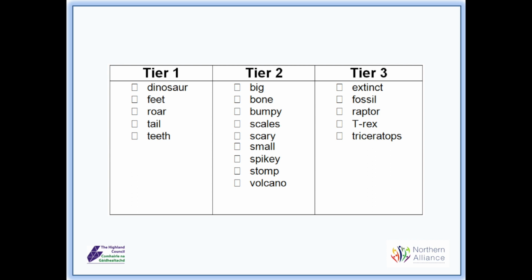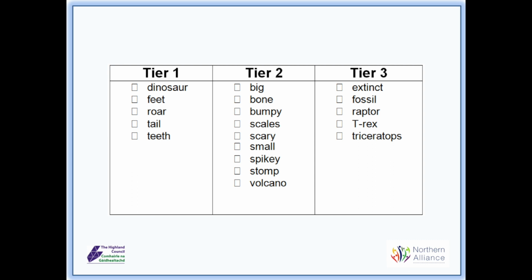At the right-hand side, we have the Tier 3 vocabulary. This is the vocabulary that the practitioners have evaluated is specific or specialist to the context of dinosaurs. Whilst this vocabulary may be explored through the context, the research that underpins the approach to pre-teaching vocabulary suggests that our main focus should be around the Tier 2 vocabulary.